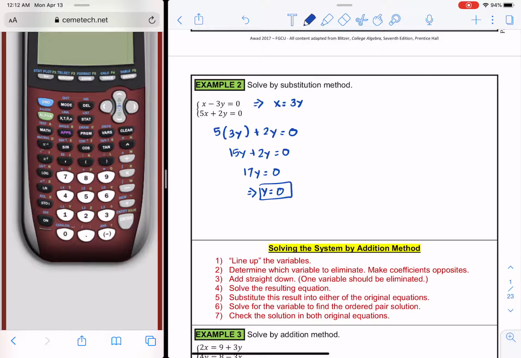So we take this solution and plug it in the expression that we started with. So x would simply be equal to 3 times 0. We get 0.